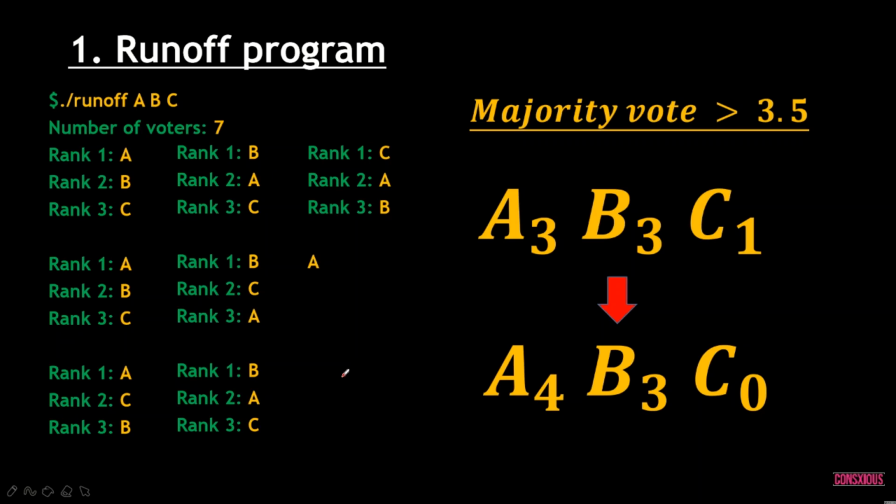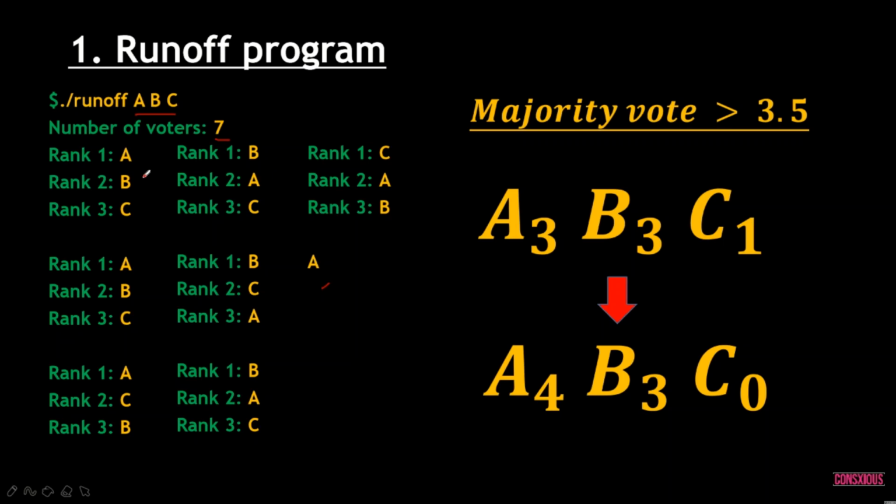So first, for the runoff program, you key in ./runoff A B C, which are the candidate names. Then you key in the number of voters. Each voter has a different ranking for the candidates. This is just an example. The program goes through a certain algorithm to find out which is the highest voted candidate.